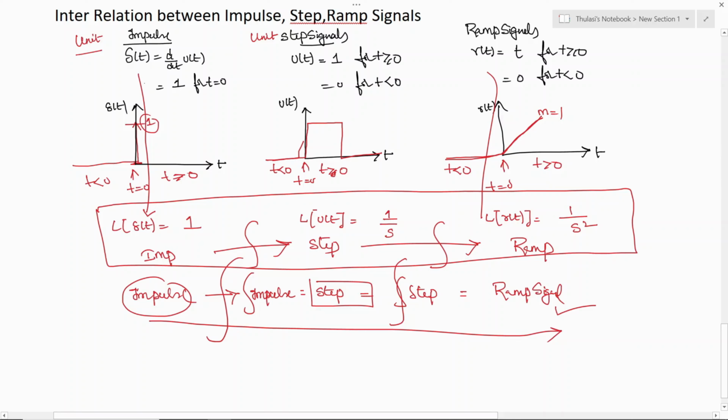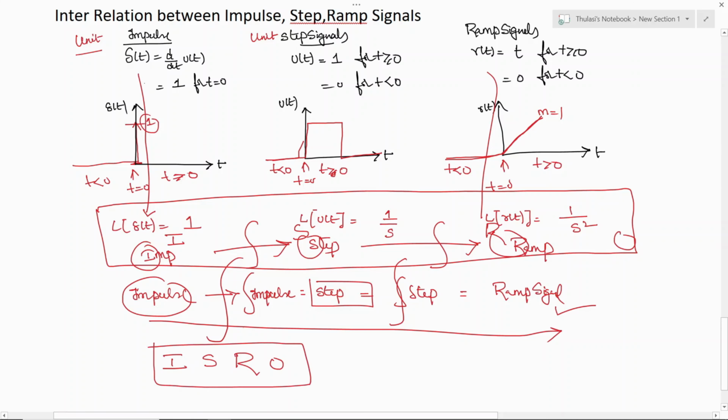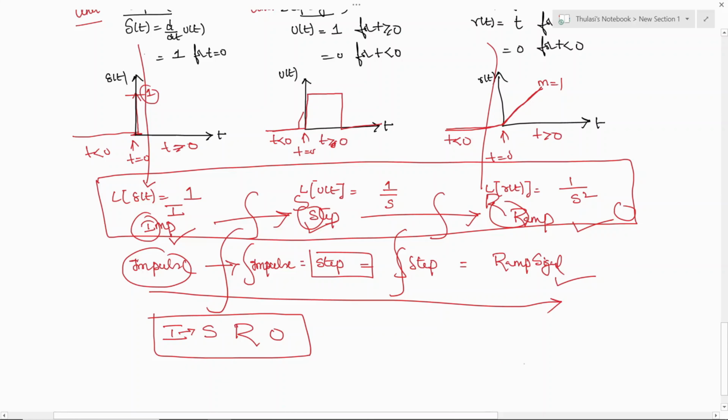In order to remember, I can give you one logic, the sequence of remembering: ISRO. You already know ISRO, I S R. So this is the sequence of remembering. Integral of impulse is step. Integral of step is ramp. Okay, so this is the interrelation between one signal and another, and the reverse you can see here. Here you have a ramp signal, here you have a step signal, and here you have an impulse signal. The relationship between these three signals is very important.